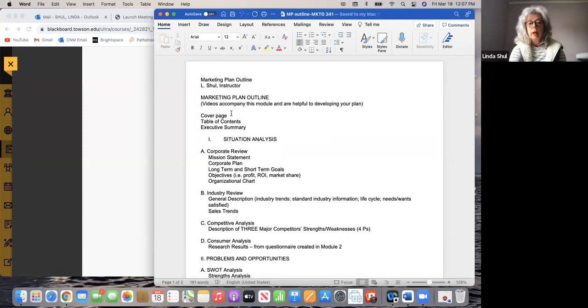So you're going to have a cover page, a table of contents. Make sure your table of contents has page numbers in it, where you do page 1, page 12, whatever. It has to have numbers in it.